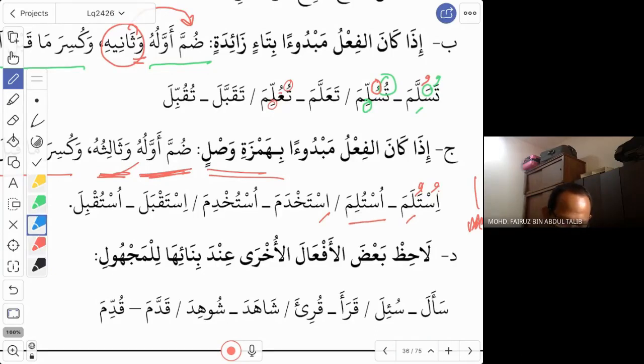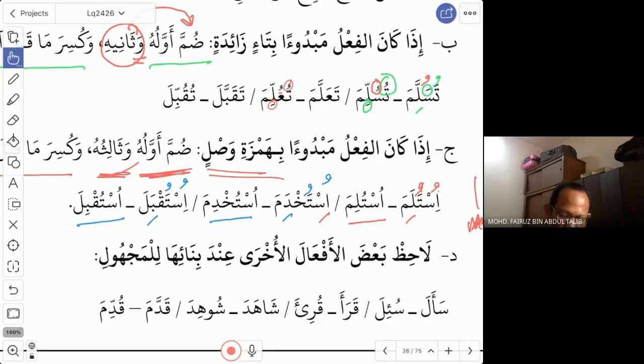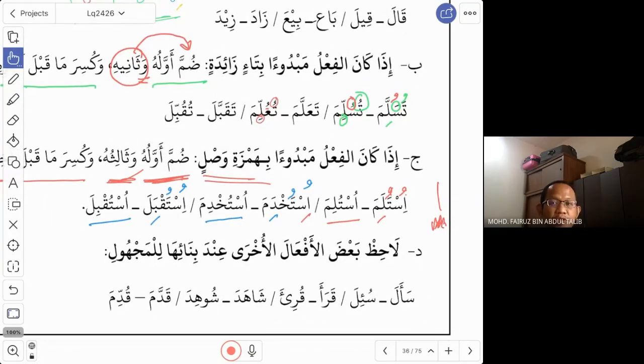Istakhdama, change to mabni lil majhul, dhamma. And then the letter before last, kasra. So how do you read ustakhdima? No, change this one as well. So it becomes ustukhdima. And the last one, istakbala, dhamma, kasra. Ustakbila, no, change this as well. Ustukbila. So this is how you change if the fi'il is of this wazn, uftu'ila or ifta'ala. But the general rule still applies.